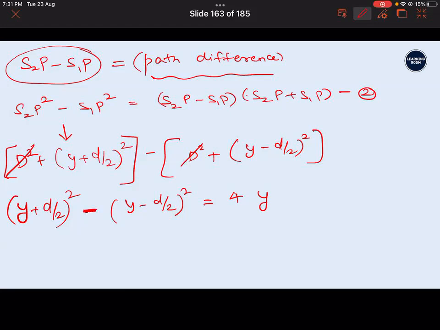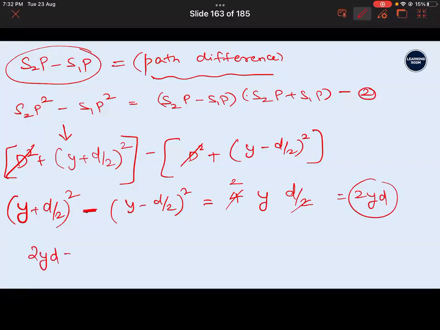Correct, so it will be 4 times y into d by 2. This and this will get cancelled. You will have 2 times y into d. Are you able to understand this? So 2 times y into d is going to be the path difference.